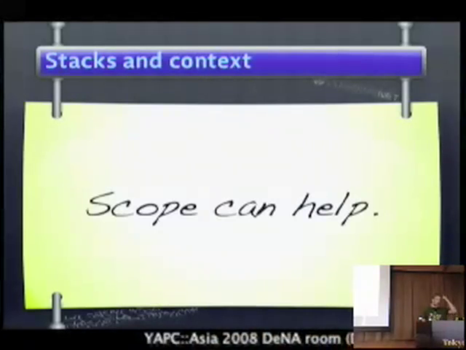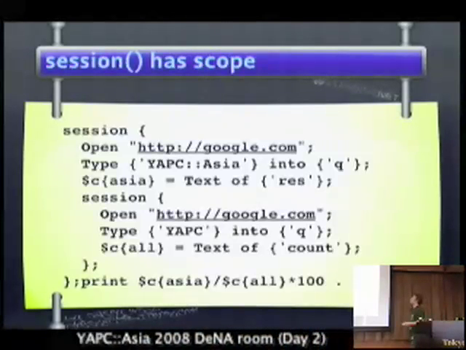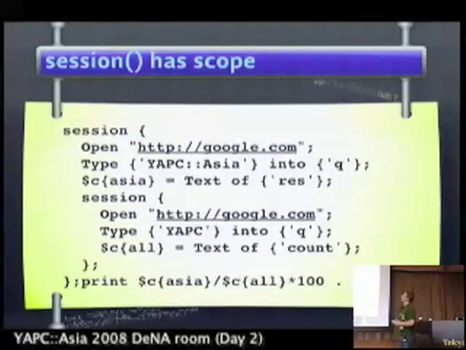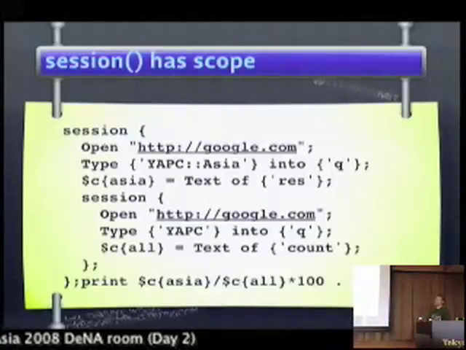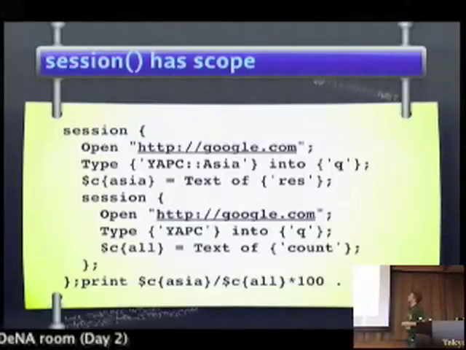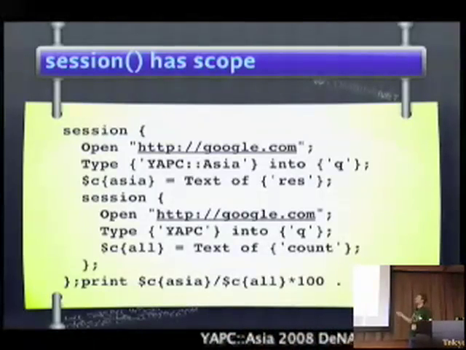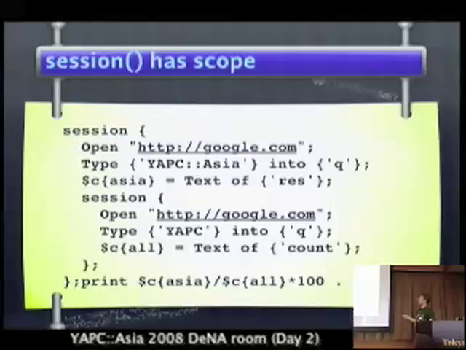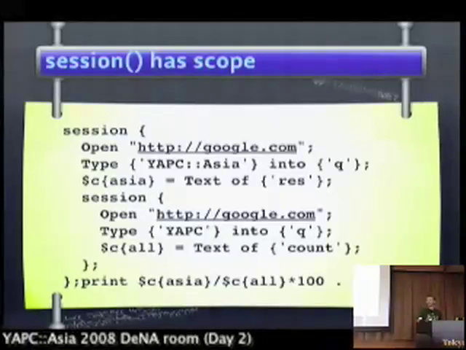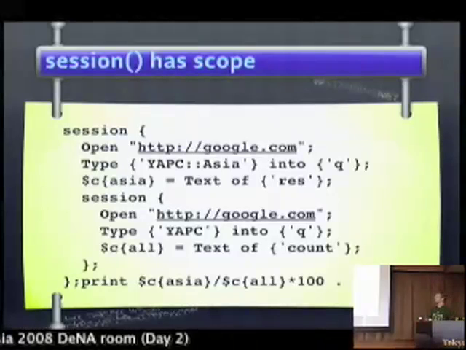Here's an example of why, and it's kind of contrived, but you have a session, and that session opens up Google and types yapcasia into the query field. And it's supposed to actually click submit, and it didn't do that in this case because my slides didn't have enough room. But presuming that it did, if we got the count of all of the results for yapcasia, then what we can do is open up a second fresh web browser as a new user. And we can open up Google and type in yapc and get the count from there. And then, if we wanted the percentage of all hits that are yapcasia versus yapc, then we can do this test.